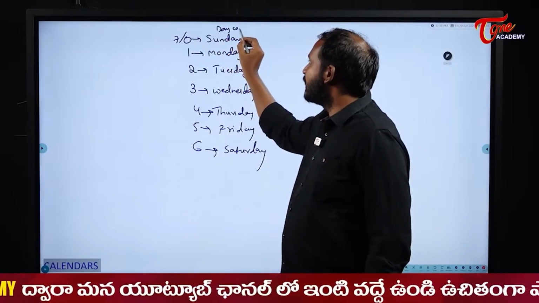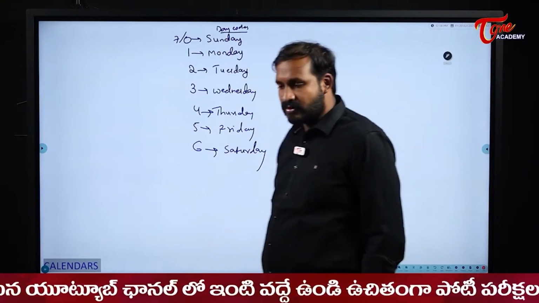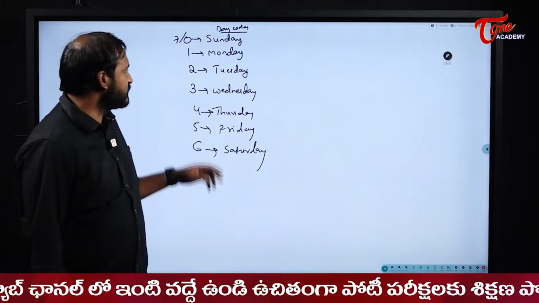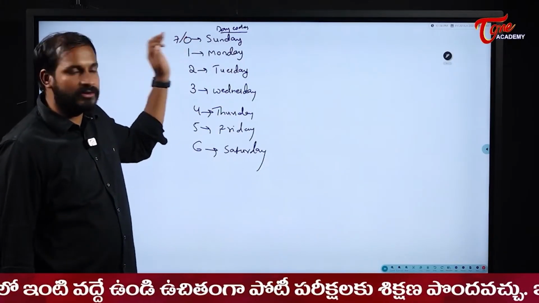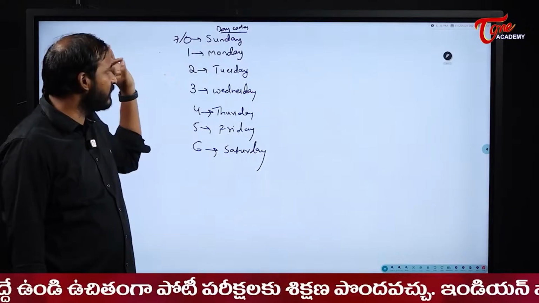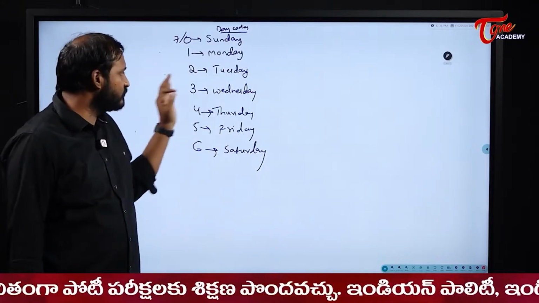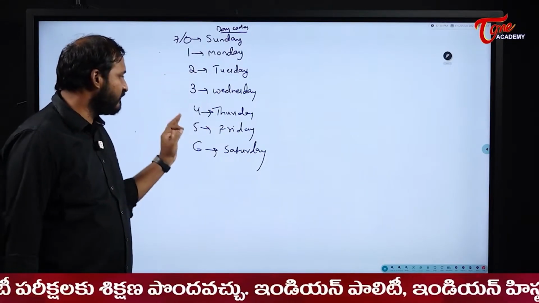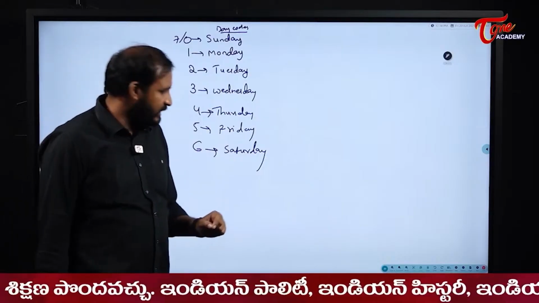Students, please try to understand these day codes. Later we will use all these things. So, the odd day codes: if you get 0 odd days, that is Sunday. 1 odd day, Monday. 2 odd days, Tuesday. 3 odd days, Wednesday. 4 odd days, Thursday. 5 odd days, Friday. 6 odd days, Saturday.